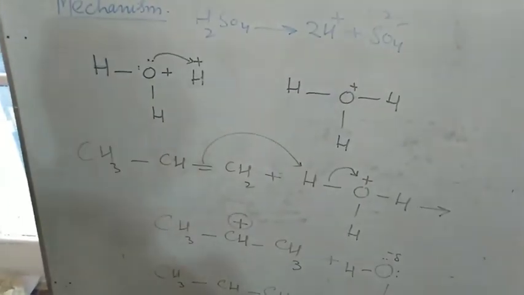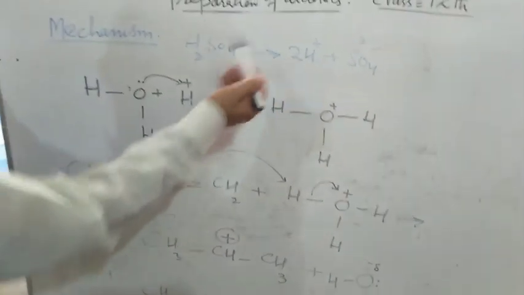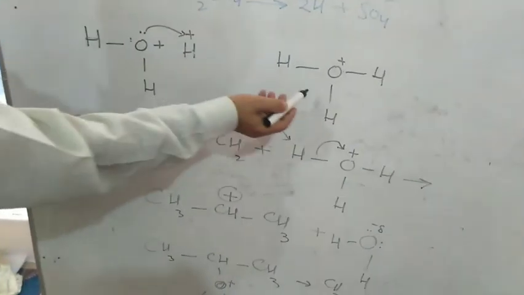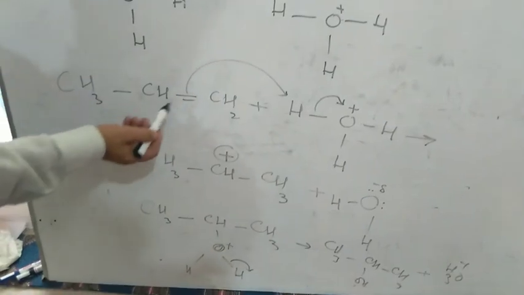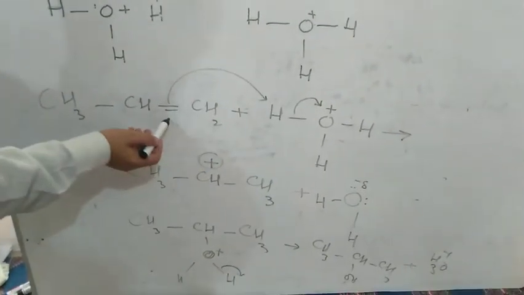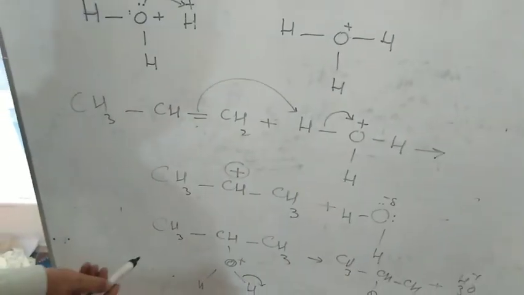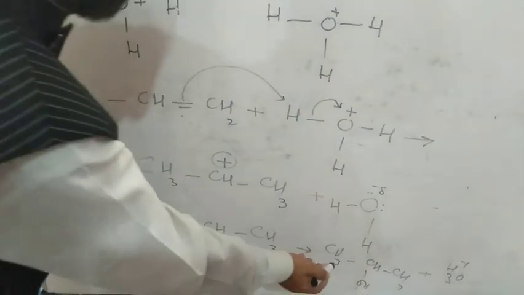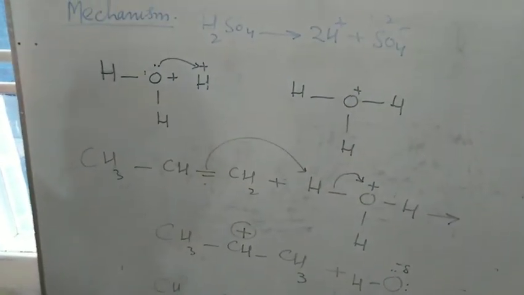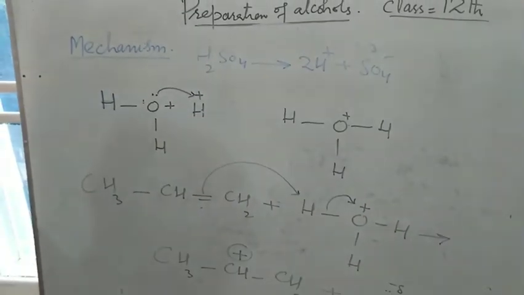So this is the mechanism of the hydration of alkenes. First, sulfuric acid gives H positive and forms hydronium. Now this hydronium ion reacts with the alkene and forms the protonated alcohol, and the protonated alcohol upon hydrolysis loses the proton again, forms the isopropyl alcohol, and hydronium ion is generated back. This is the mechanism of the hydration of alkenes. Thank you.